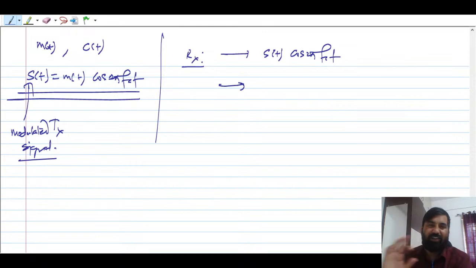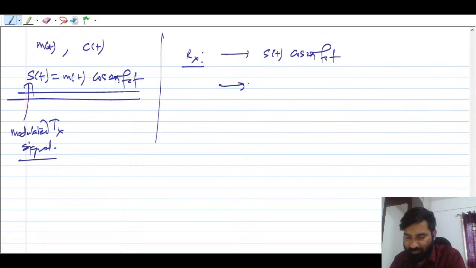We are just considering the carrier signal amplitude to be 1. You can consider Ac also, but I'm taking Ac equal to 1 just to eliminate complexity in the mathematics. You can take Ac only, no problem. We are also not considering the phase, but that phase is also important. A carrier has three things: amplitude, frequency, as well as phase. But we are only considering the frequency here, but everything has to be there.